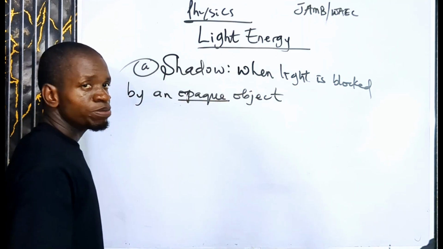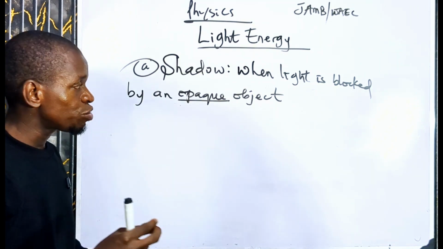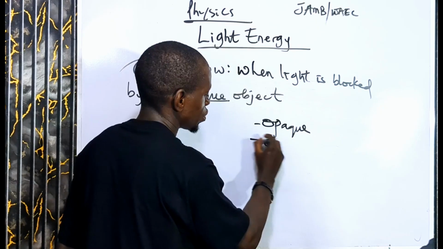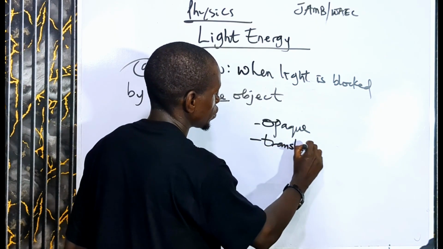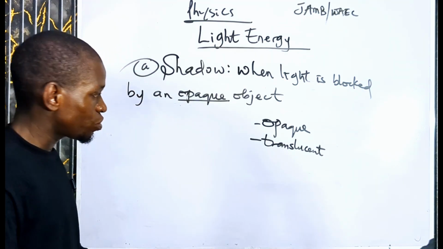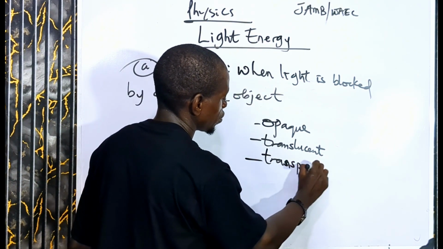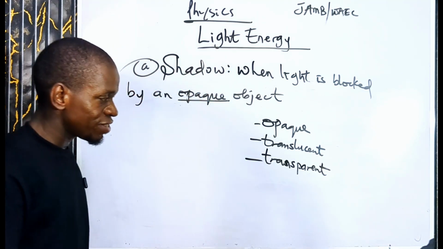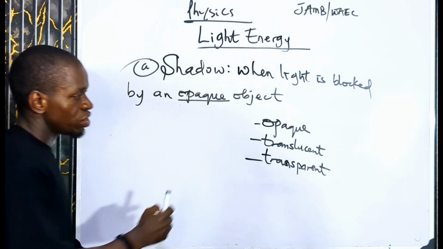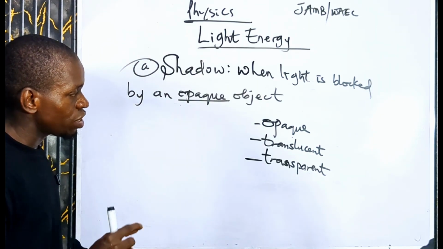Remember, I just said the word opaque objects. There are other objects that we have. Opaque objects are those objects that don't allow light to pass through them. Aside from opaque objects, we also have translucent objects, those objects that allow light to partially pass through them. We also have transparent objects, which are those objects that allow light to pass through them. But for you to get your shadow, the object you're going to use is the opaque object, which doesn't allow light to pass through.